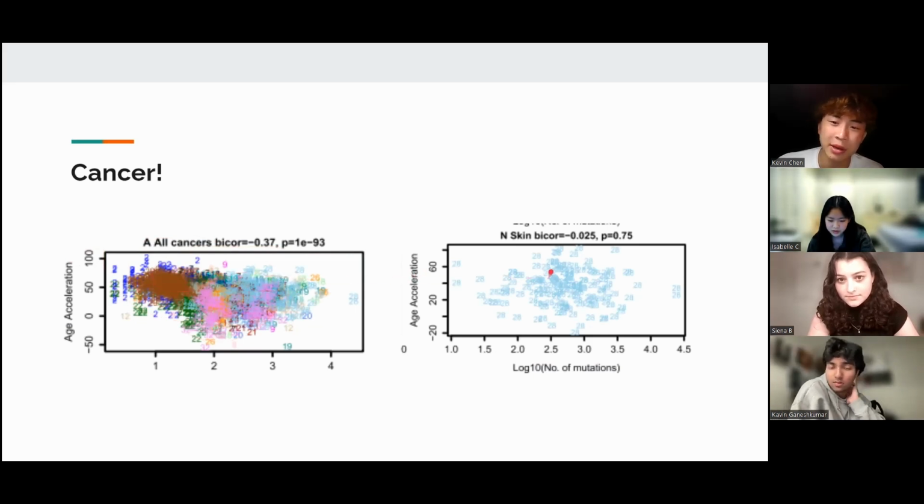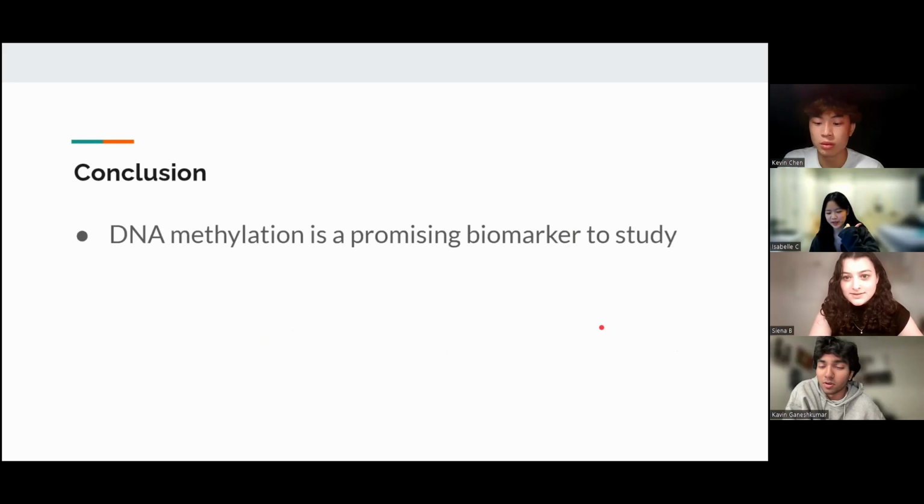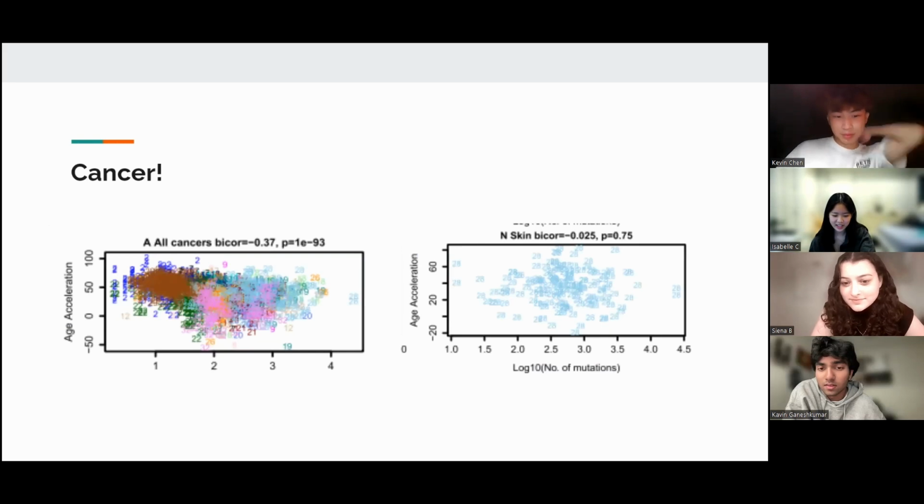In this one, skin cancer, number of mutations, log 10. So this will be 10, this will be 100, this will be 1,000 mutations. No matter the number of mutations, the age acceleration is still all over the place. You can't find any correlation, which really reveals all the intricacies within cancer. Each cancer is unique, with crazy effects on your genome that we can't really predict, or are working towards predicting right now. DNA methylation is also a good marker. You see some of the ones have age acceleration of 100.